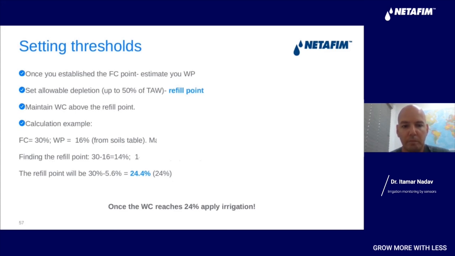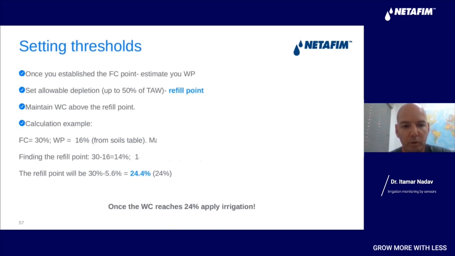So once you know your field capacity, now you can find your threshold for irrigation. You can estimate your wilting point from the table that I showed you previously. And now we need to set the allowable depletion. As I told you, it's up to 50% of the total available water. That will be our refill point. And we need to maintain water content above the refill point. So every time it comes to the refill point, we need to open the irrigation.